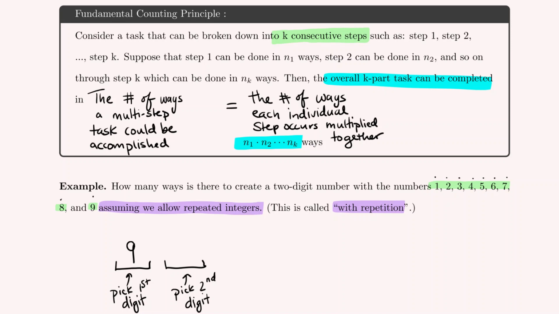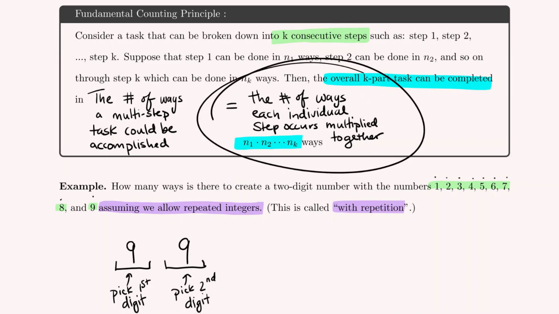So I don't have to eliminate any choices because it's okay if I repeat. Since I'm allowed to repeat, I still have 1, 2, 3, 4, 5, 6, 7, 8, 9 options. So I'm going to write another 9. Again, I'm not saying I'm picking 9. I'm saying there's 9 options here.